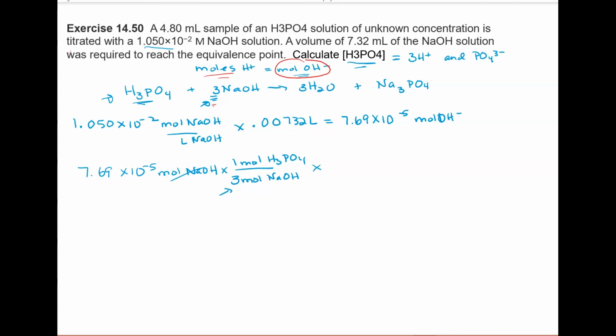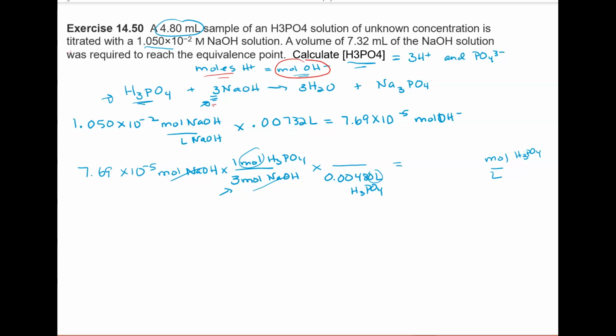Okay, so at this point I have moles of phosphoric acid, and I want the concentration. Remember, concentration is moles over liters, and I have the moles of phosphoric acid. And I know what volume of phosphoric acid those moles were in, so I'm going to divide that by 0.00480 liters of phosphoric acid.